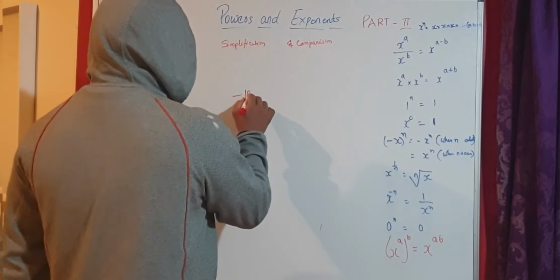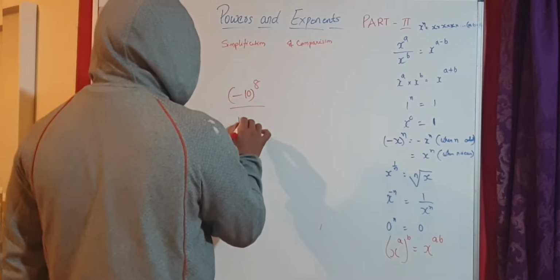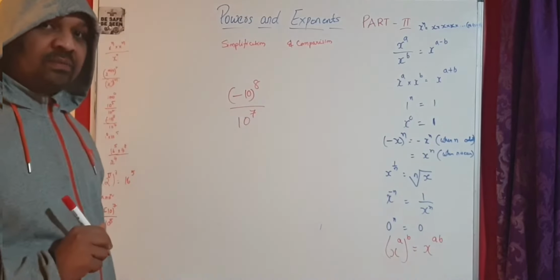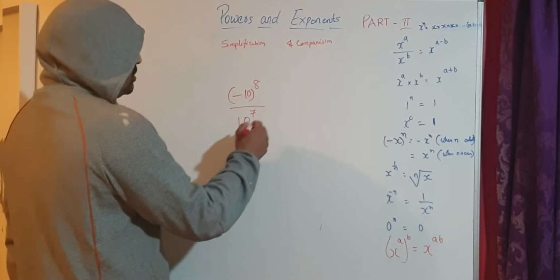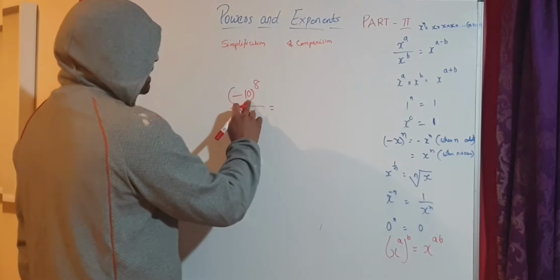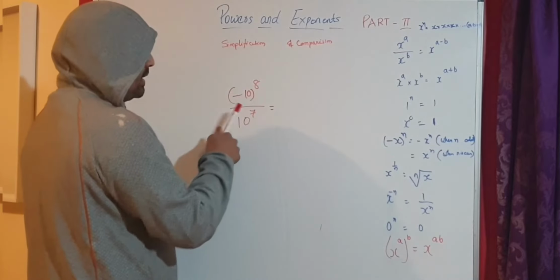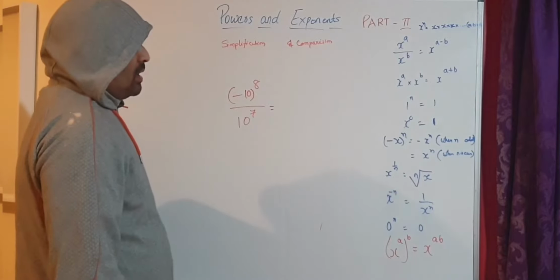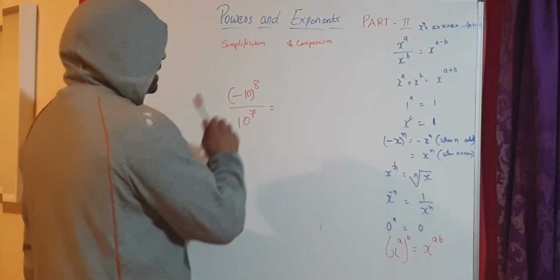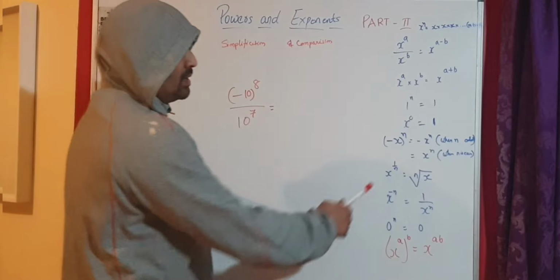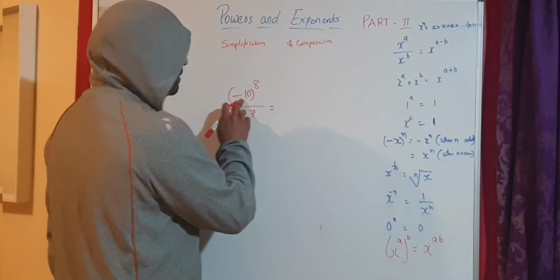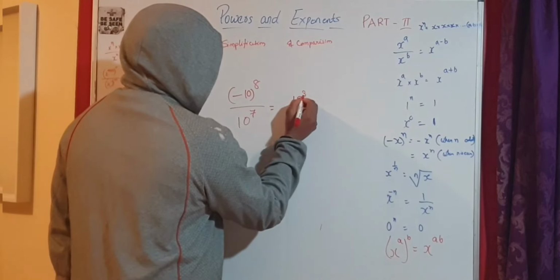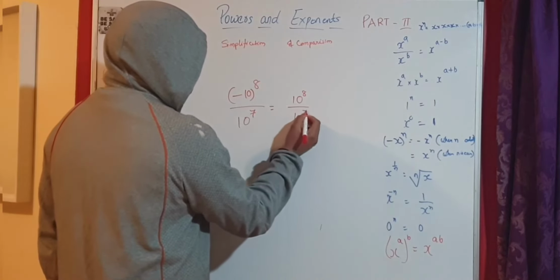The questions also can be asked like this: simplify this fraction. In the numerator we have minus 10 whole to the power of 8 again, which is in this format, and because 8 is an even number, the answer is going to be x to the power of n. In this case, we can get rid of the minus, and the numerator, when you simplify it, you get 10 to the power of 8, and the denominator is 10 to the power of 7.